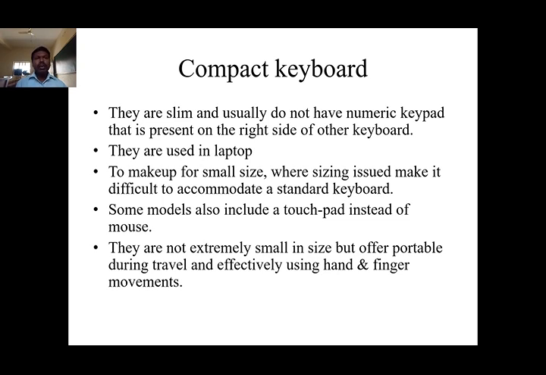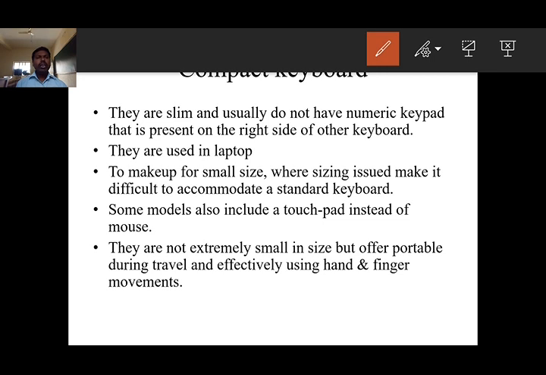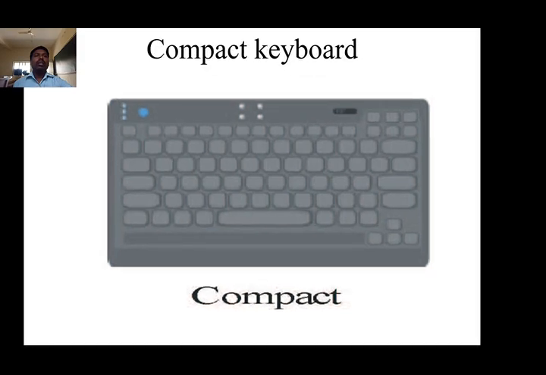Next, compact keyboard. See, they are very slim and usually they do not have a numeric keypad. This is the most important point. In a keyboard, if you take the alphabet keys, the numeric keypad appears on the right side of the keyboard. If this numeric keypad is not present in the keyboard, that is called a compact keyboard. So, a simple definition: what is a compact keyboard? They are slim and usually do not have the numeric keypad that is present on the right side of the keyboard. See, this is the compact keyboard.